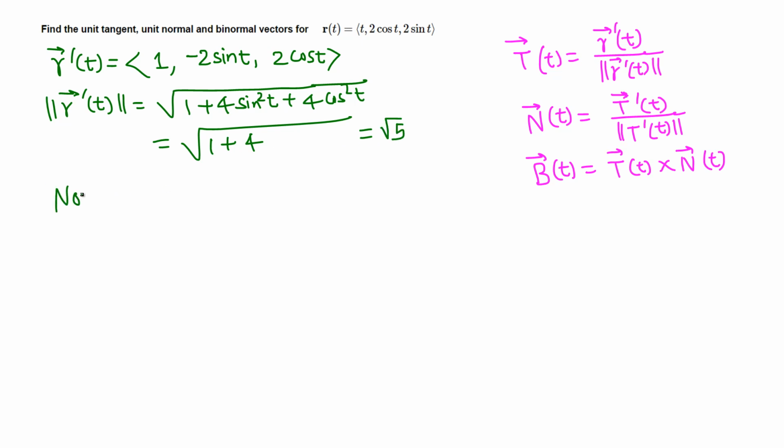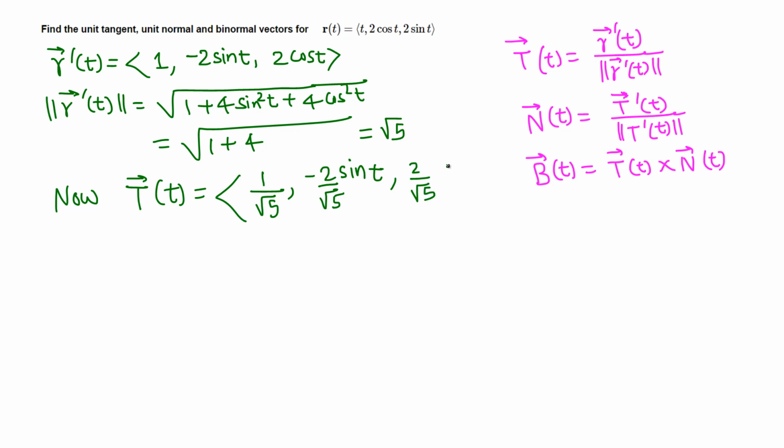Okay. Now the unit tangent vector is just this derivative vector divided by its magnitude. Divide means divide each component. So this would be just 1 over root 5, comma, negative 2 over root 5 sine t, comma, 2 over root 5 cosine t. Okay, this is done. Now to find the unit normal vector, we need to find its derivative.